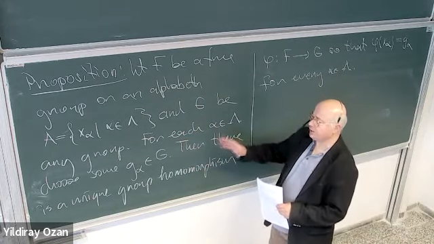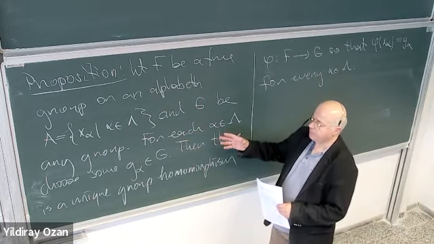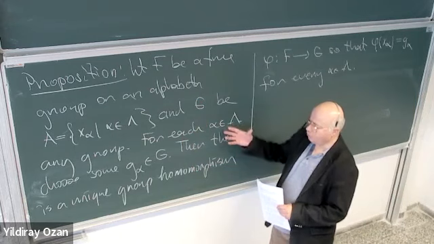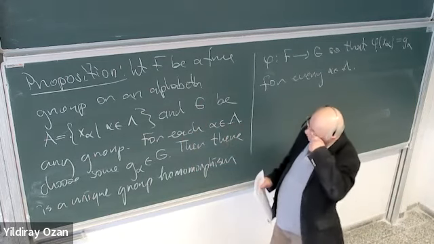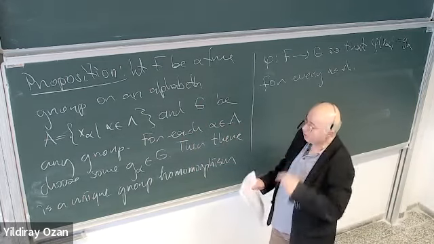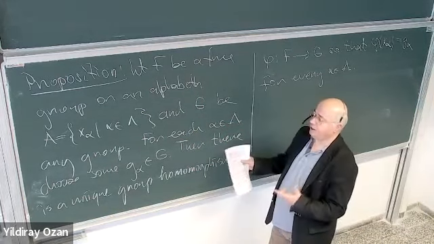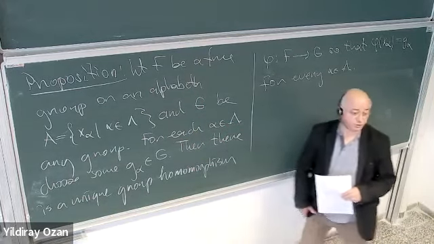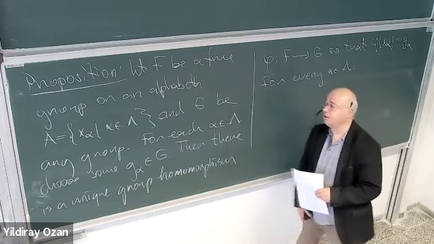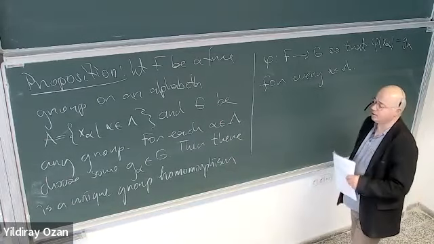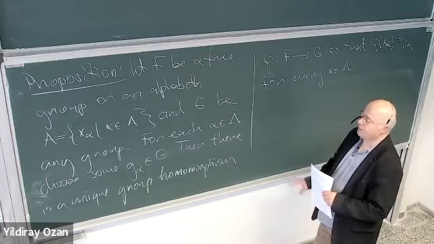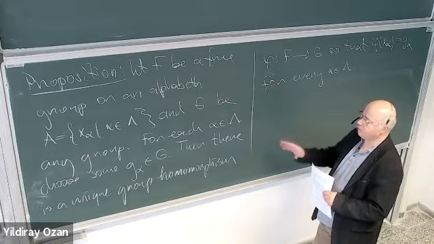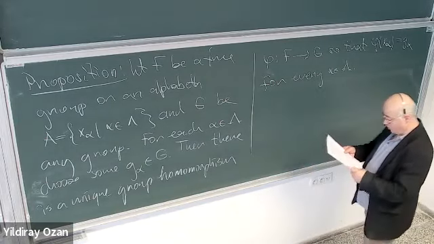One can show that actually there is a free group for every alphabet, and actually up to isomorphism it is unique. So this property makes it actually unique. So for every alphabet up to isomorphism there is a unique free group.